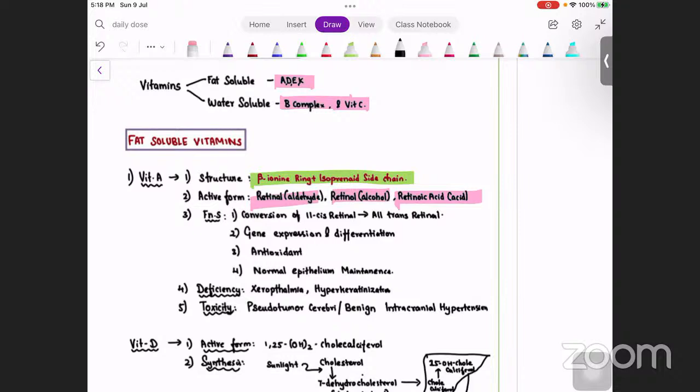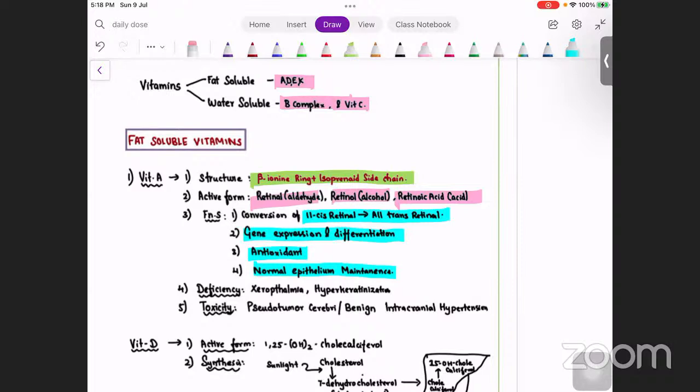So the first one is the active form of vitamin A: retinol, retinal, and retinoic acid. And the function, very important MCQ, people. The function of this fat soluble vitamin is conversion of 11-cis retinal to all-trans retinal. The second most important function is gene expression and differentiation. It is also an antioxidant, and it is responsible for the maintenance of your normal epithelium.